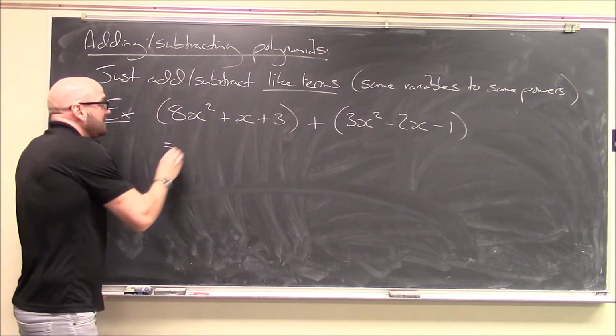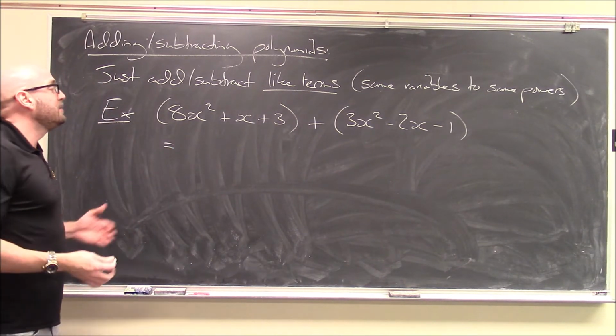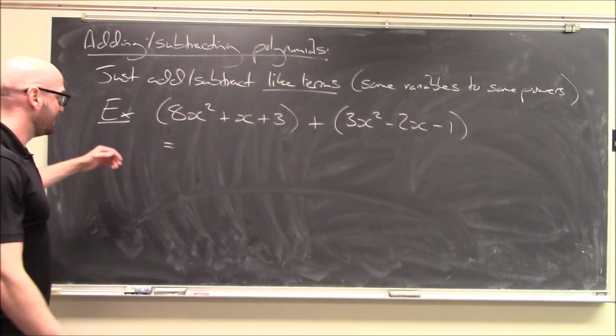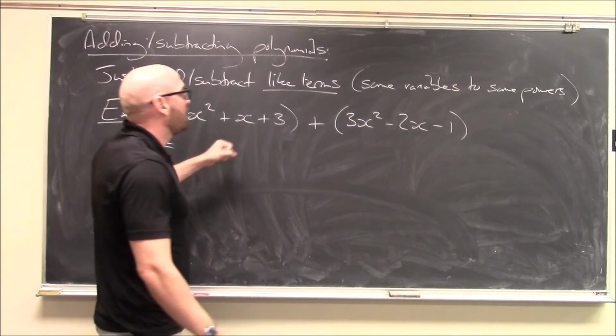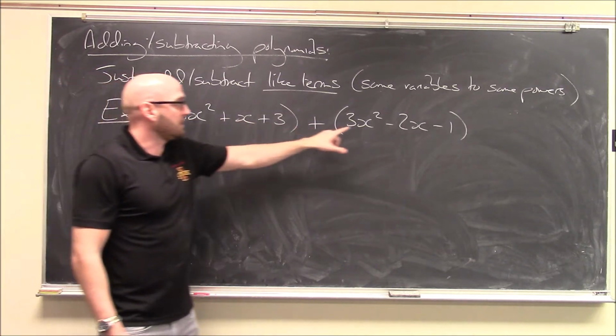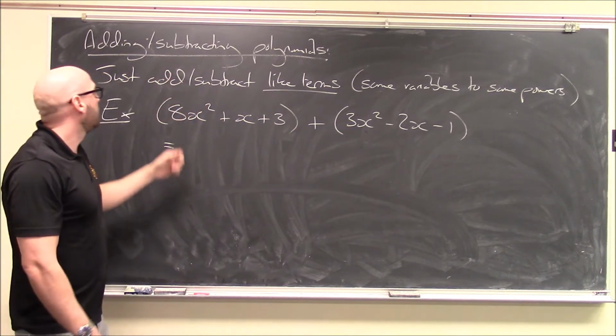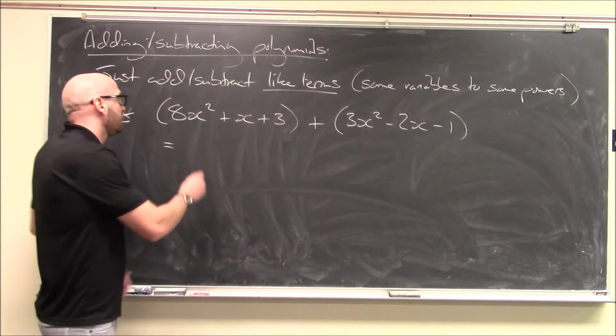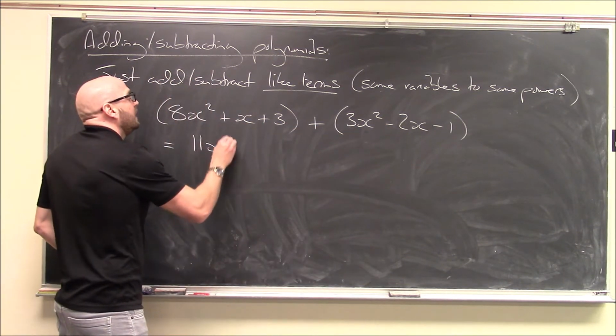And if someone was teaching this for the very first time, they might write a few more lines than I'm going to. We've all done this before though, so we'll just jump straight into this. What are my like terms? Well, here I've got a term with an x squared, and here I've got a term with an x squared, so I'm going to add them together. I've got 8x squareds plus 3x squareds. 8 plus 3 is 11, so I've got 11x squareds.